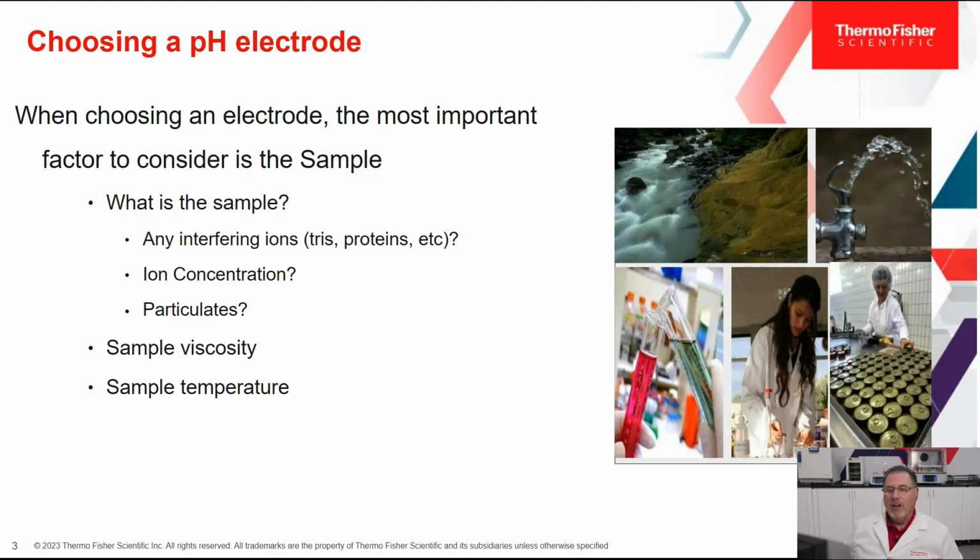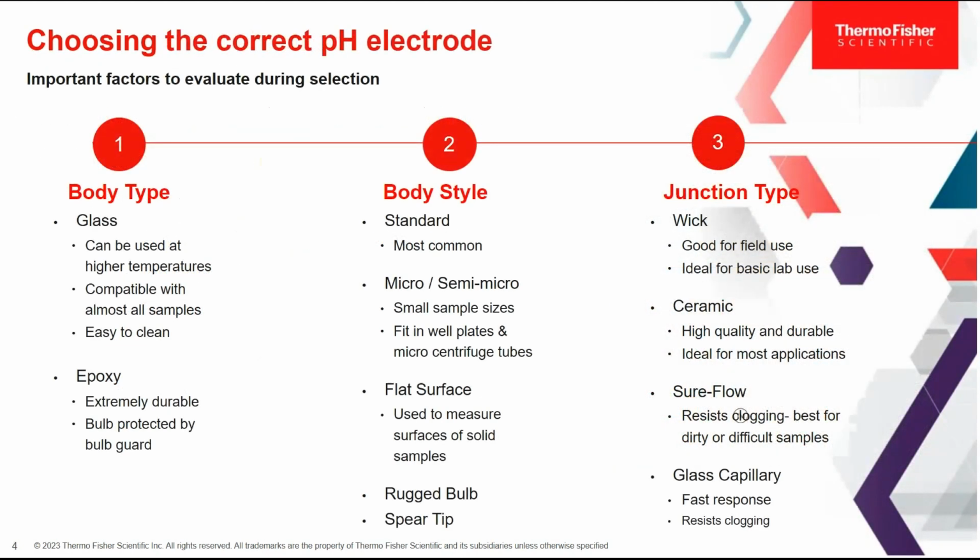Once we have identified all the things around the sample matrix, let's look at the different factors to evaluate during electrode selection. The first factor to evaluate is the body type. Electrodes are available in both glass and epoxy plastic styles. Advantages of glass bodies are that they can be used at higher temperatures, they're compatible with almost any type of sample except HF, and are easy to clean. Epoxy bodies are extremely durable and can be used in harsh environments.